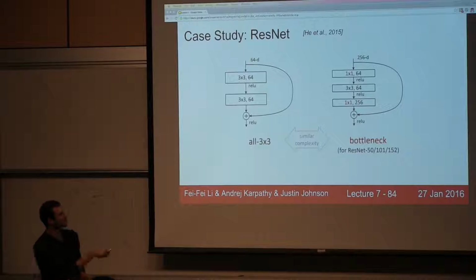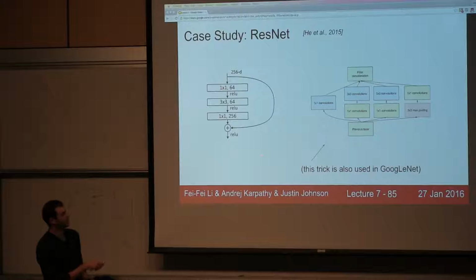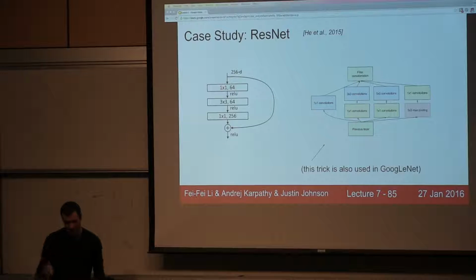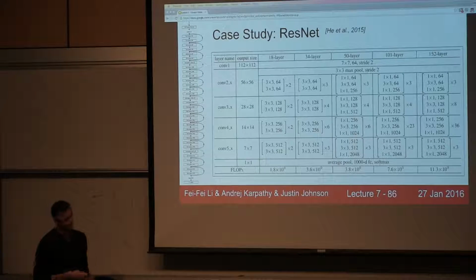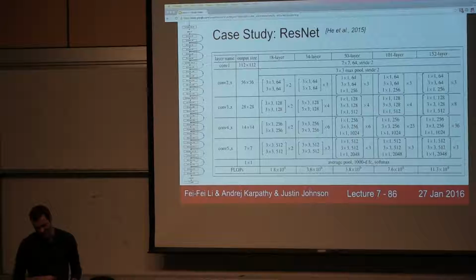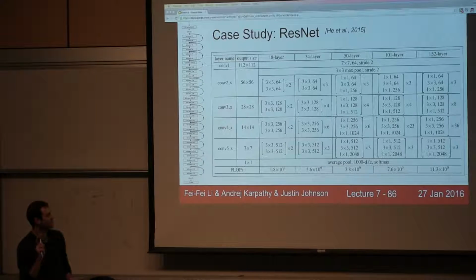There are some subtleties that make it work a bit better. I have to skip through this in the interest of time, using one-by-one conv in clever ways, as we saw in GoogleNet as well. I'll skip this. Okay, let's skip this. We only have 5 more minutes, so I want to catch some questions.